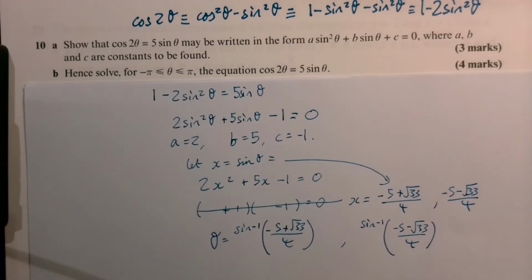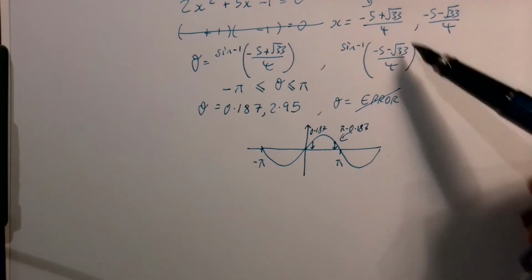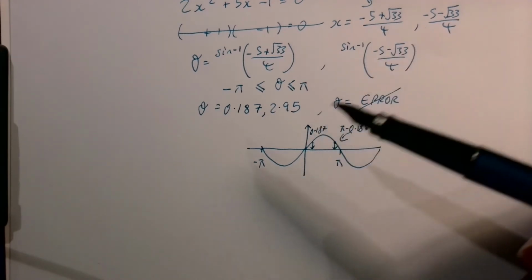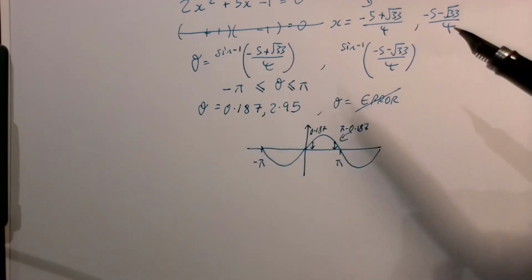So have a go at that. I'll put what I get to in a moment as well. And what you should end up with, you should get an error when you do this one. This one doesn't give us anything that we can use. This one does, those gives us 0.187.